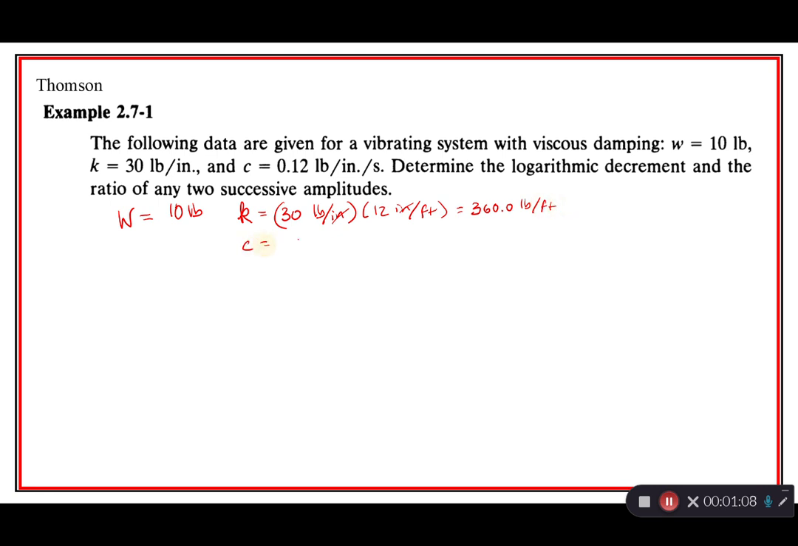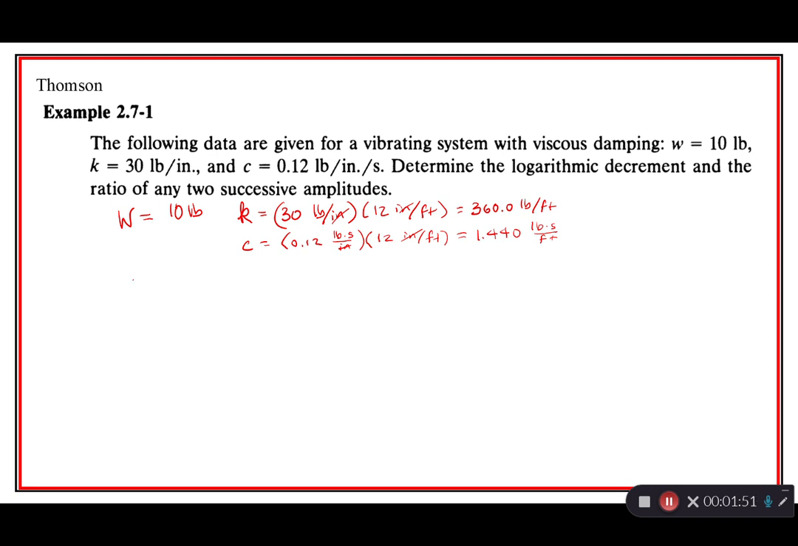I'll write it down here. C is 0.12, and I don't like the units they gave. Usually we have pound second per inch. The way to remember this is that we multiply C times the velocity to get a force. So you would have pound seconds per inch because the velocity would be inches per second. But we'd rather have it in feet, so we're going to multiply this also by 12 inches per foot. And in a similar way, that goes away. So it comes out to 1.440, and these are pound seconds per foot instead of inches.